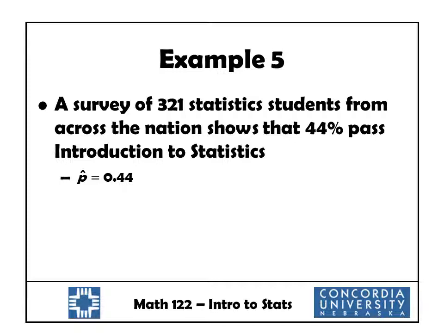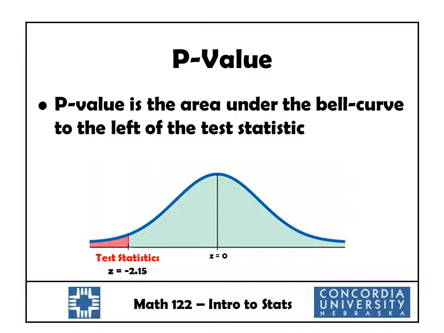We need to determine just how strongly this sample data supports our claim. Okay. So if we convert that over to a test statistic, it equals negative 2.15. Again, we'll see how this is done in the next section. Now in this case, our p-value is the area under the bell curve to the left of the test statistic.